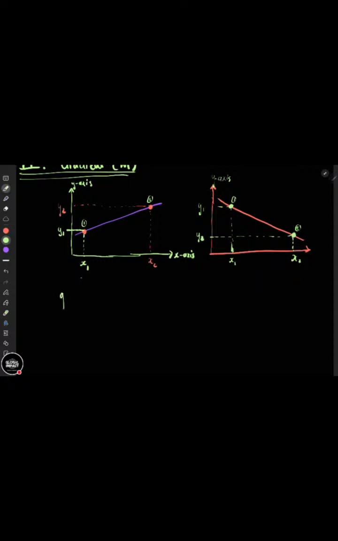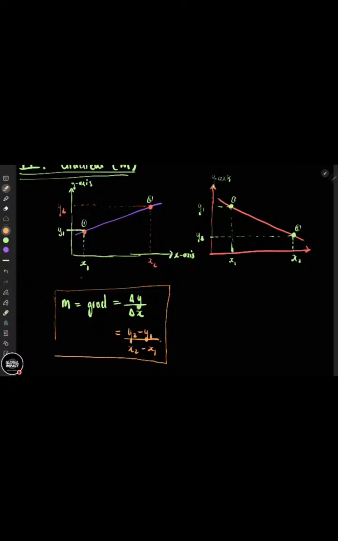So now what you're going to write is m, which is equal to the gradient, is going to be change in y over change in x, which is going to be y2 minus y1 over x2 minus x1. Okay? It's going to be y2 minus y1 over x2 minus x1. This is going to be m, the gradient. Okay?